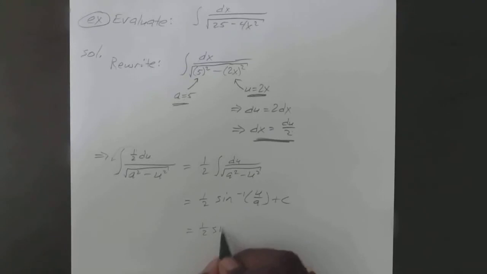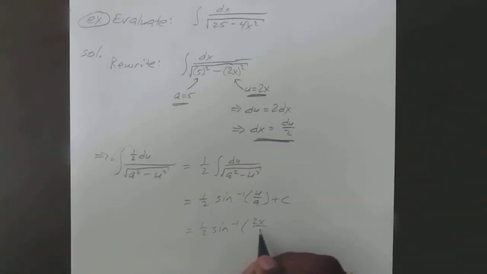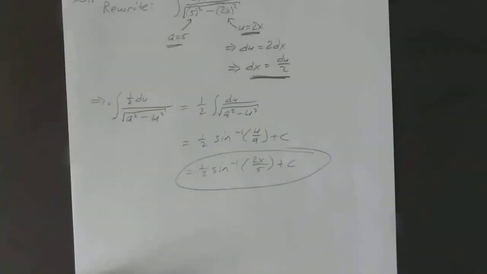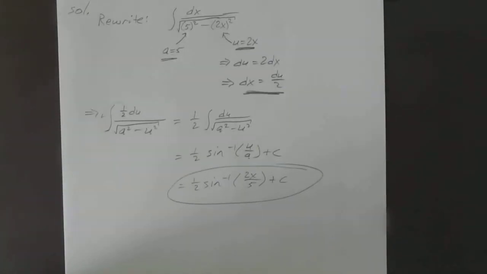Okay, so it's 1/2 sine inverse u over a plus c. So once you plug in your u and your a, you're all done. Sine inverse, and our u is 2x, and our a is 5, plus c. Oh, move that up a little bit. All right, you're all done. All right. Any questions on this one?